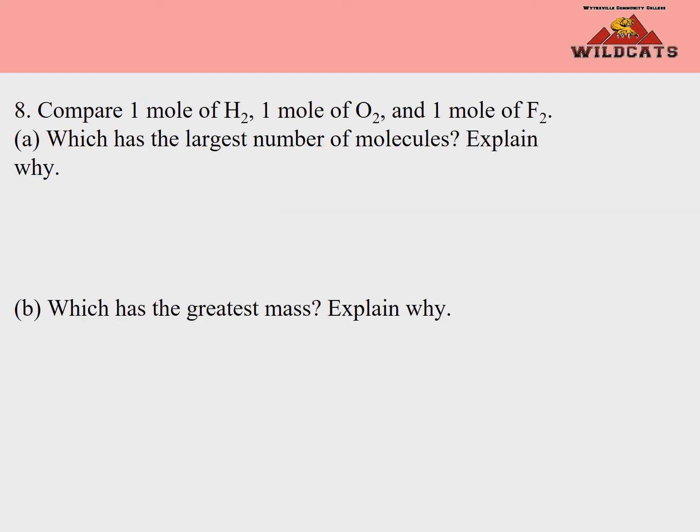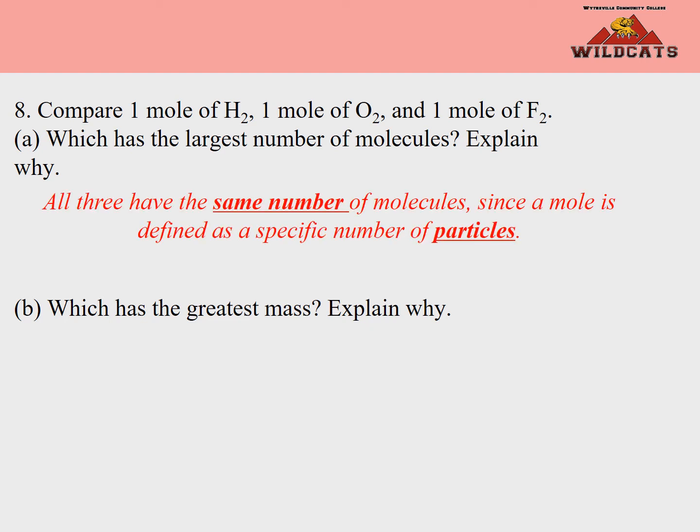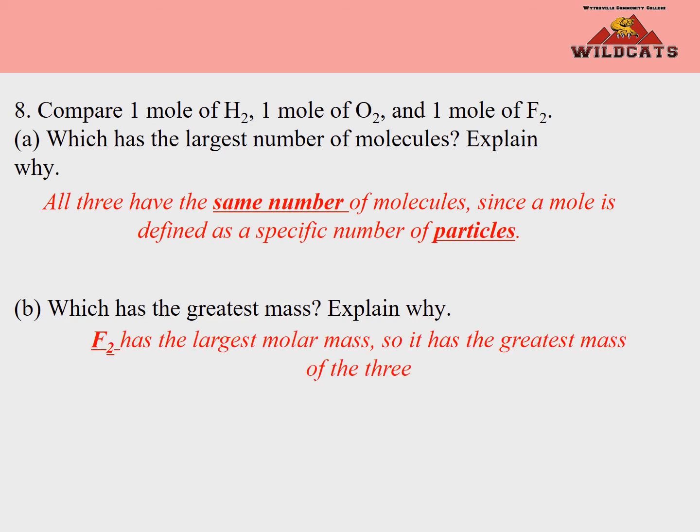So it says compare 1 mole of hydrogen, 1 mole of oxygen, and 1 mole of fluorine. Which is the largest number of molecules? Well, all 3 have the same number of molecules. Since a mole is defined as a specific number of particles, specifically 6.022 times 10 to the 23rd, the one with the greatest mass would be F2, which has the largest molar mass. It's got a mass of 19, so 2 times 19 would be 38. Oxygen would be 16, so it would be 32, and hydrogen would be about 2.